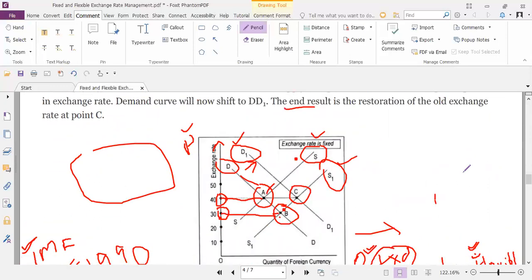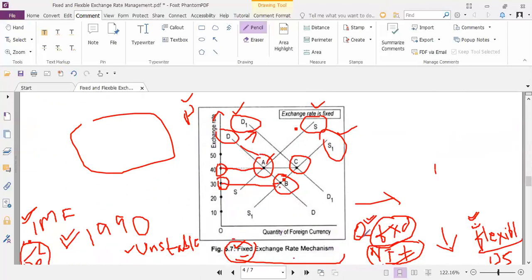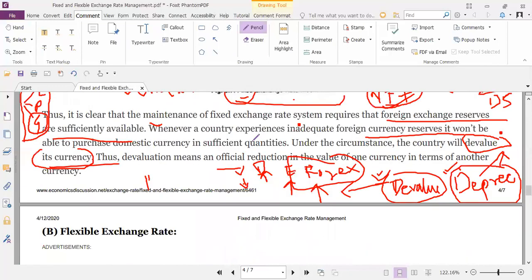This is very important, the explanation. You must mention what all these terms are. S is the supply curve, T is the demand curve. This is A, the equilibrium point, B is again an equilibrium point. The Y axis is representing the exchange rate, then the X axis is representing the quantity of foreign currency. All these must come. Once you have written this, you write the advantages and disadvantages.